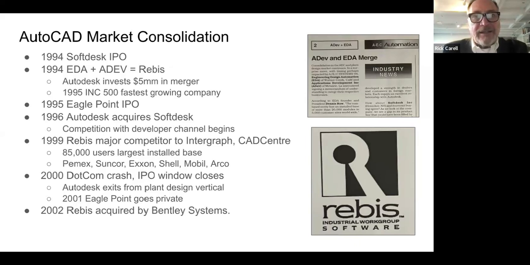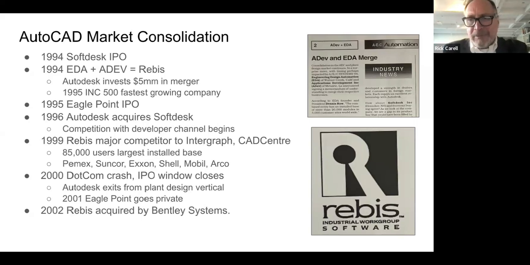And then in 1994, Autodesk said, hey, look, we need to scale you up. So they gave $5 million so that we would merge with ADEV. And we became a product called Rebus. And in 95, we became the Inc. 500. I don't know if that's still a thing, Inc. 500, but that was a big deal. If you were a fast-growing company, you got into the Inc. 500. And then there was a Sofdesk competitor in 1995 called Eagle Point.